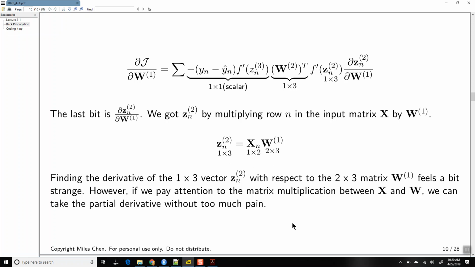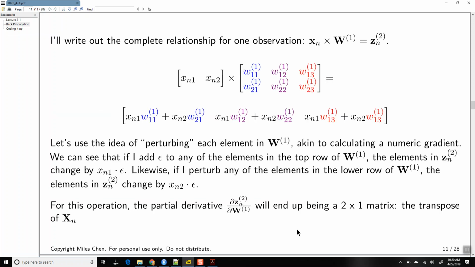If we pay attention to just the matrix multiplication that's happening between x and w, I think the partial derivative can be taken without too much pain. So this is basically what's happening. We write out every element in x, one observation xn, multiplied by our 2 by 3 w matrix. And so this is what we have. I probably should have colored these row-wise rather than column-wise. Basically, I take xn1 and multiply it by w11, and xn2 and multiply it by w21.